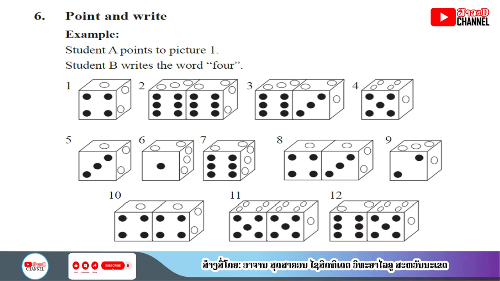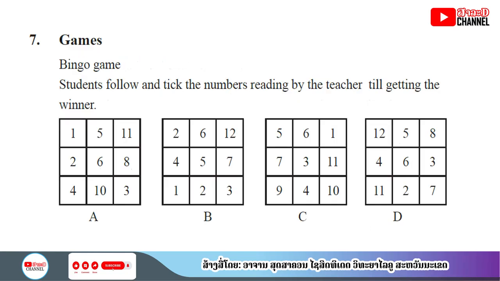Exercise 6. Point and write. Example. Student A points to picture 1. Student B writes the word 4. Exercise 7. Games. Bingo game. Students follow and tick the numbers read by the teacher till getting the winner.